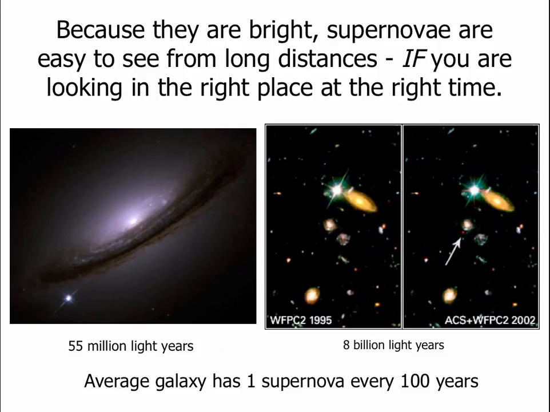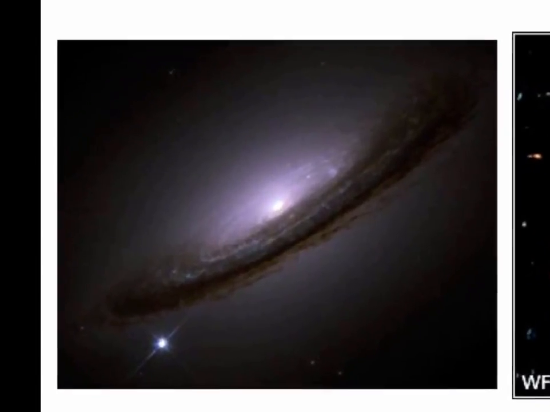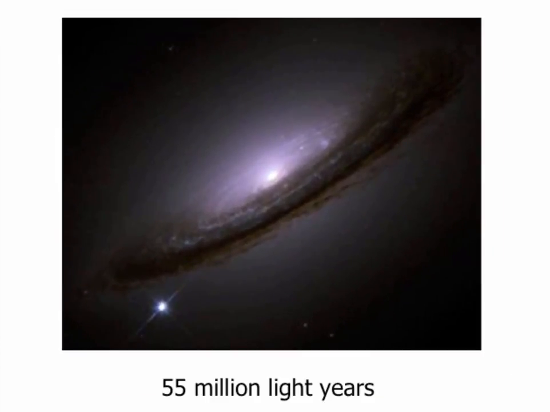Because supernovae are so bright, because they can outshine their entire host galaxy, we can see them from long distances if we happen to be looking when one goes off. Now a supernova lasts from a few weeks to perhaps a few months if it's relatively nearby. But even then, if you aren't looking at that galaxy, which sometimes you can go months without doing, you might miss the entire event. So on the left here is a nearby supernova that went off in a relatively nearby galaxy, if you call 55 million light years nearby.